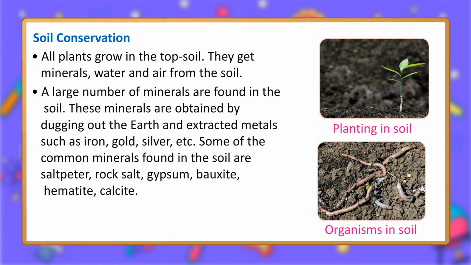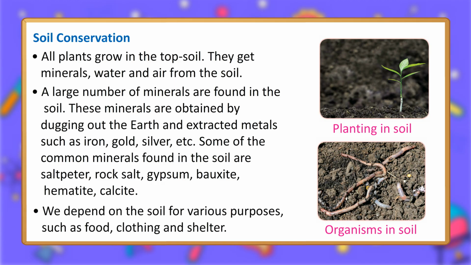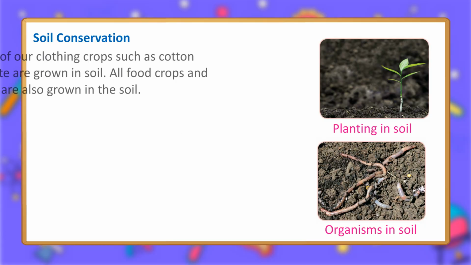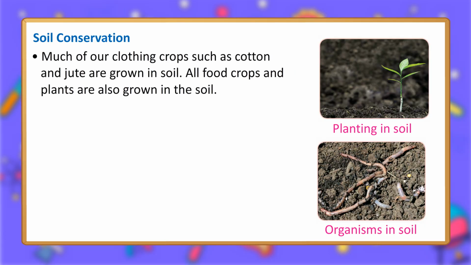These minerals are obtained by digging out the earth and extracting metals such as iron, gold, silver, etc. Some of the common minerals found in the soil are saltpeter, rock salt, gypsum, bauxite, hematite, calcite. We depend on the soil for various purposes, such as food, clothing and shelter. Much of our clothing crops such as cotton and jute are grown in soil. All food crops and plants are also grown in the soil.